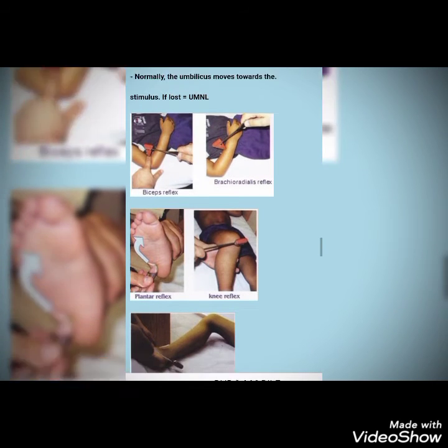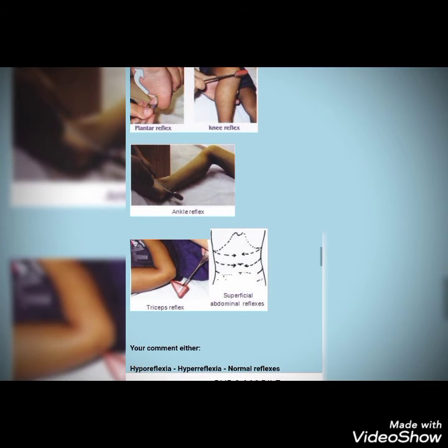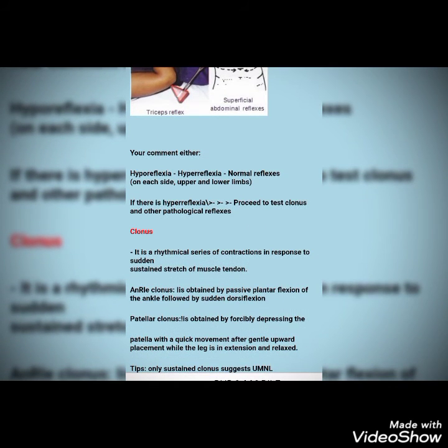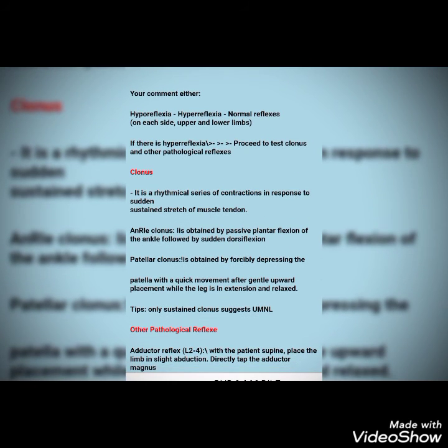Biceps reflex, brachioradial reflex, plantar reflex, knee reflex, ankle reflex, triceps reflex, superficial abdominal reflex. Your comment is either hyporeflexia, hyperreflexia, or normal reflexes on each side, upper and lower limb. If there is hyperreflexia, proceed to test for clonus and the other pathological reflexes. Now we are coming to discuss clonus.